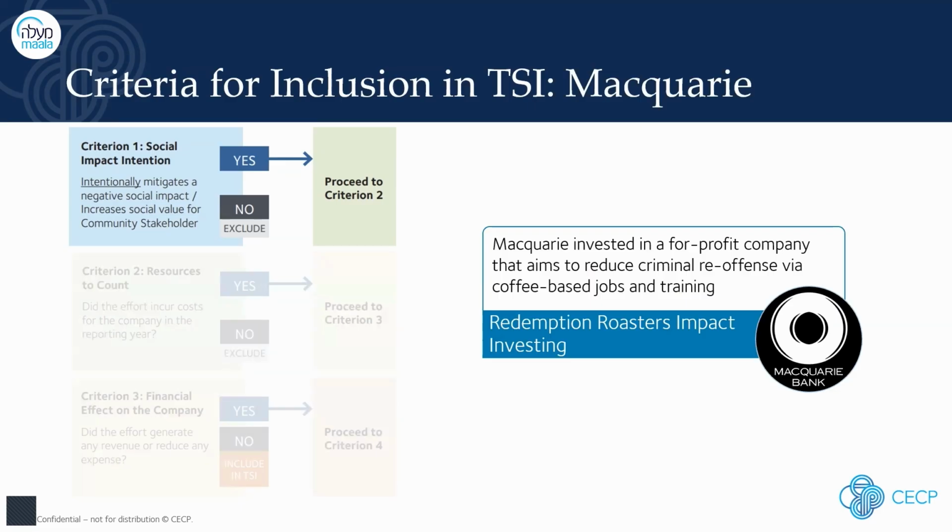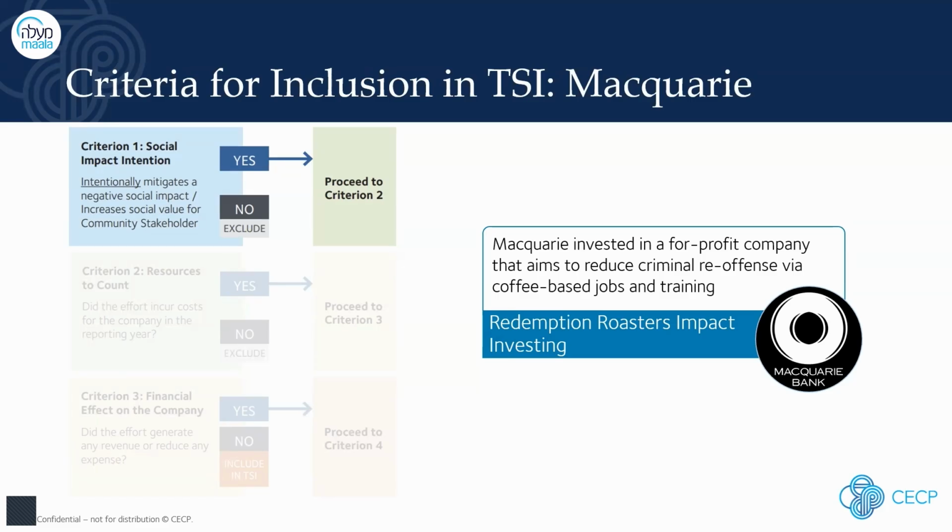So now what we're going to do is take the Macquarie example that we talked about in a previous module, and take it through each stage of this flowchart. As a reminder, this was Macquarie investing in Redemption Roasters, which is geared at reducing criminal recidivism and reoffense.